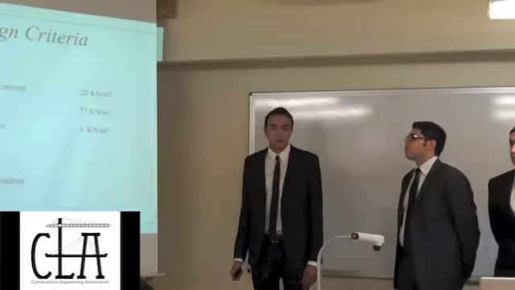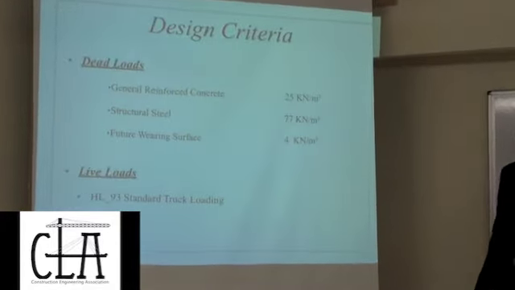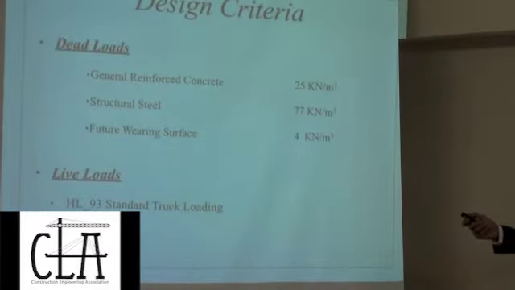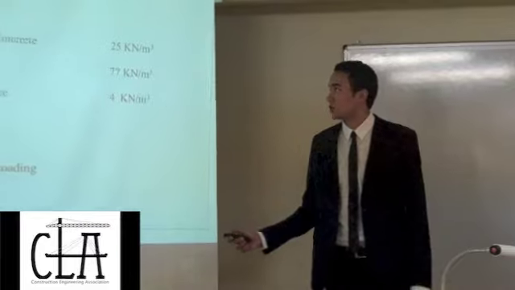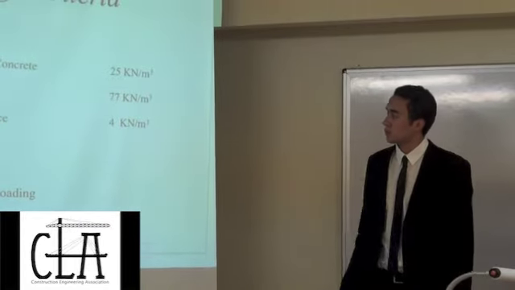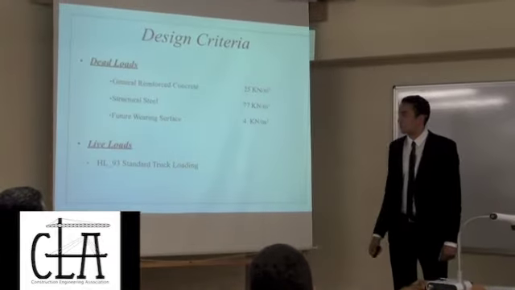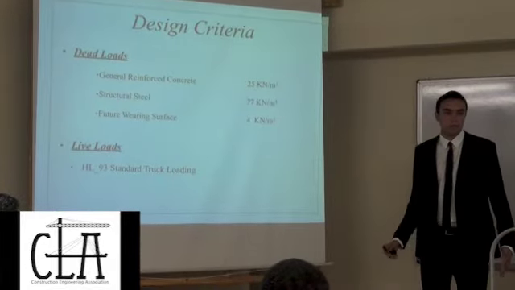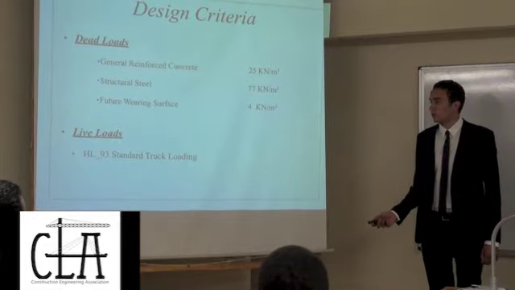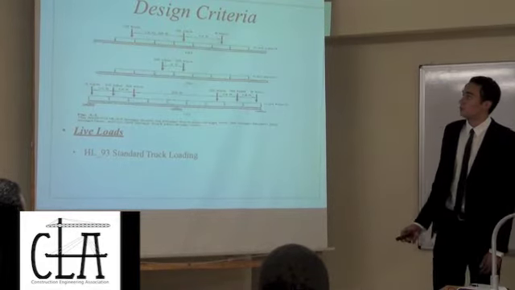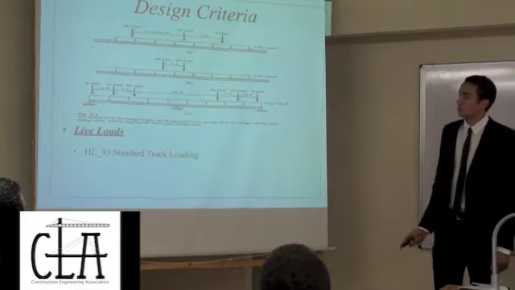For the dead load, the unit weight values of the major structure components are assumed to be the same as the original design, such as the general reinforced concrete having a unit weight of 25 kN per cubic meter, the structural steel 77 kN per cubic meter, and the future wearing surfaces having a unit weight of 4 kN per cubic meter. For the live load, the bridge will be divided into some design lanes, and the AASHTO standard HL-93 truck will be used in 3 different placements with the distributed design lane loads, as shown in the picture.